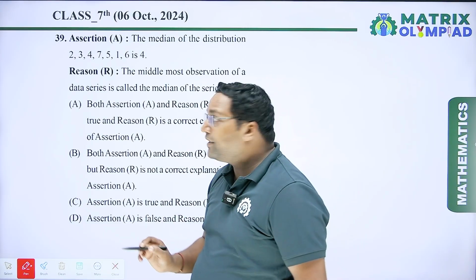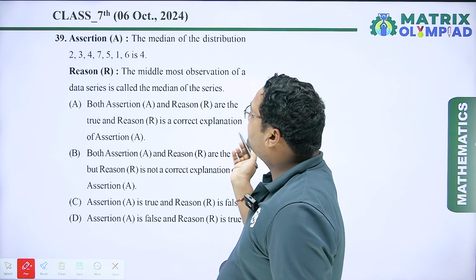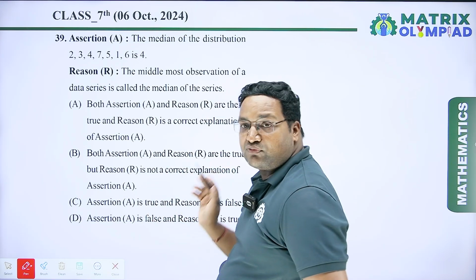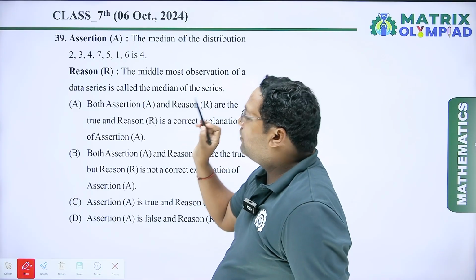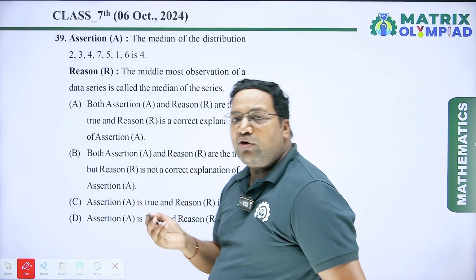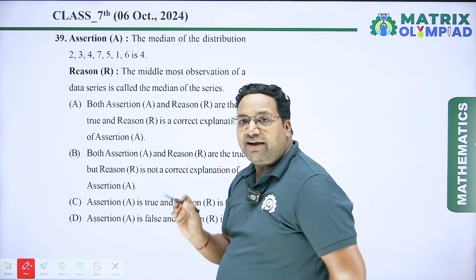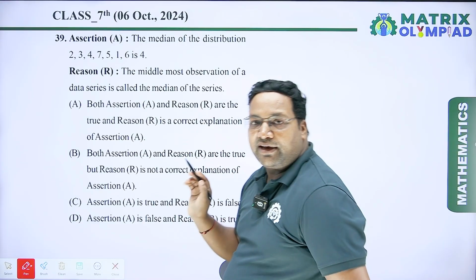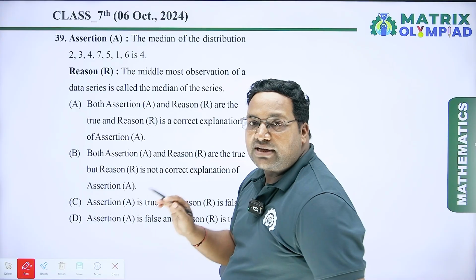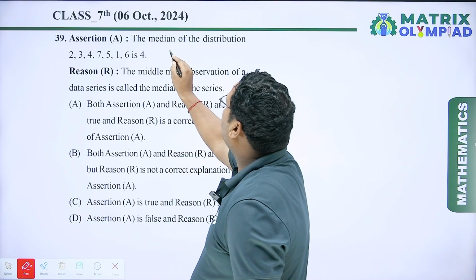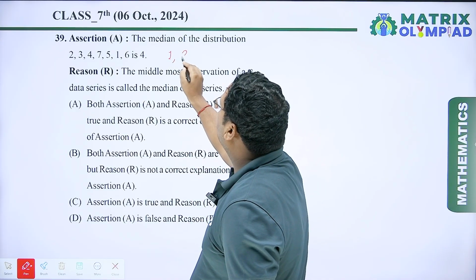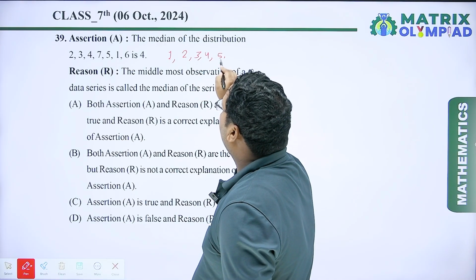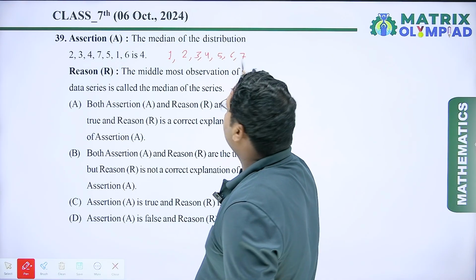Next is question number 39, the median of the distribution 2, 3, 4, 7, 5, 1, 6 is 4. So let's arrange. When we calculate the median of ungrouped data, first we have to arrange it in ascending or descending order. So I have to write here 1, 2, 3, 4, 5, 6 and 7.